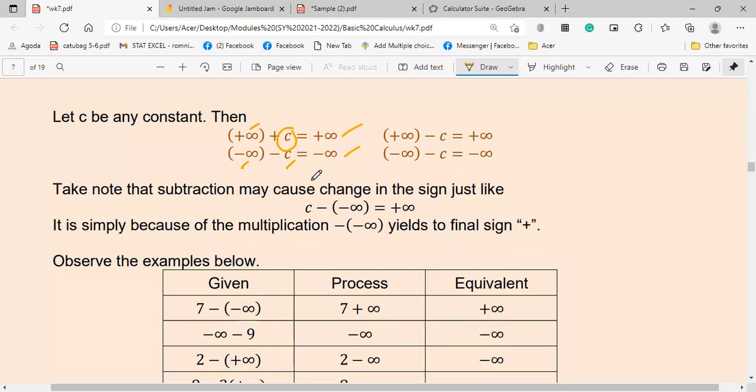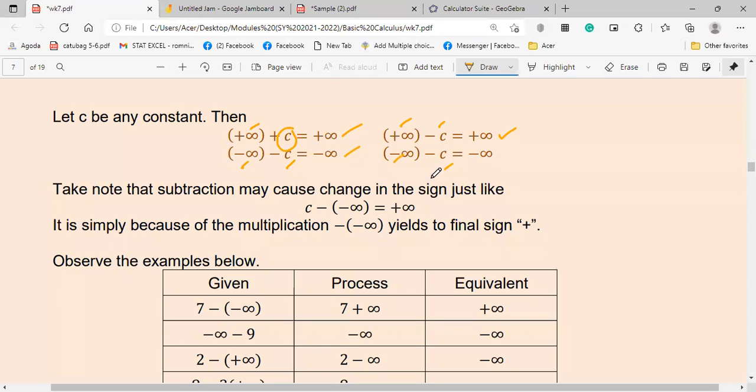Decreasing pa yung idinagdag mo sa kanya, which is negative. The more na magdi-decrease siya. Okay? A positive number, you add a positive function, increasing function, you add a negative integer or constant. Does not affect the movement or the behavior of the function. It remains to be positive infinity.